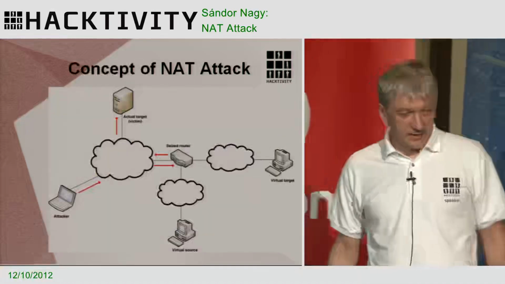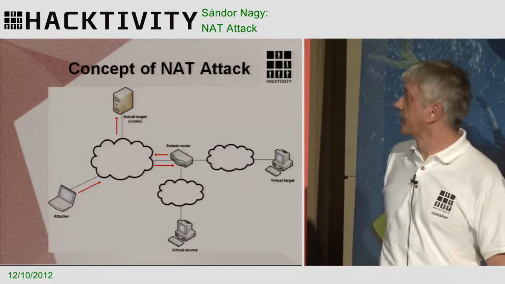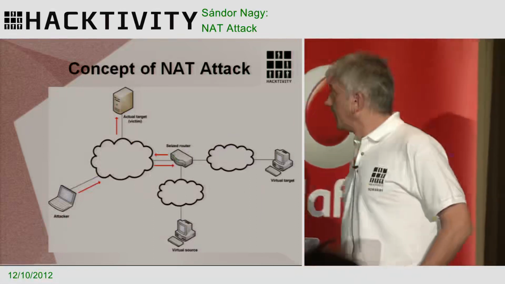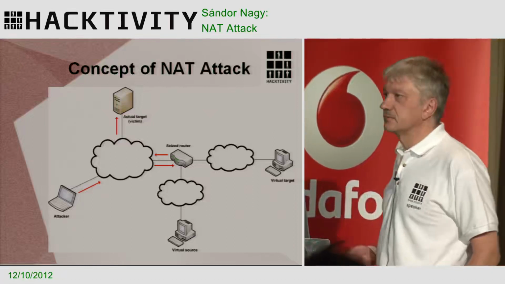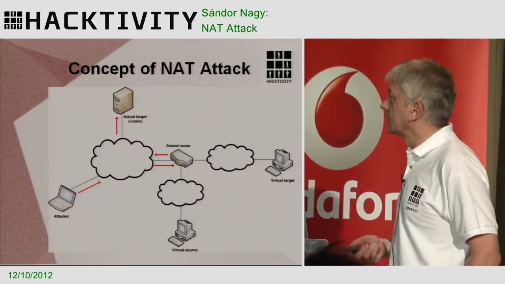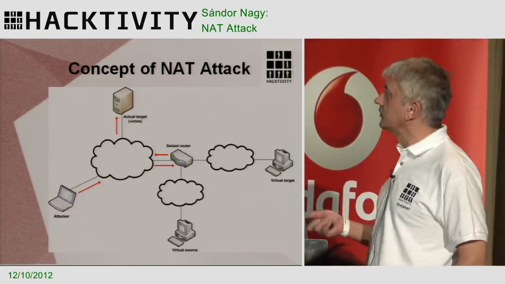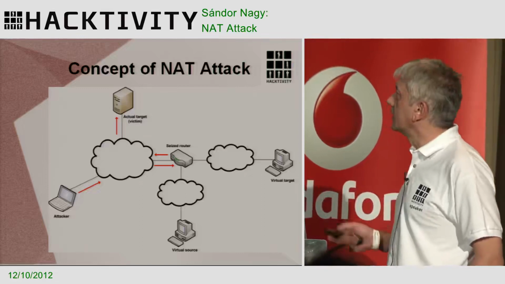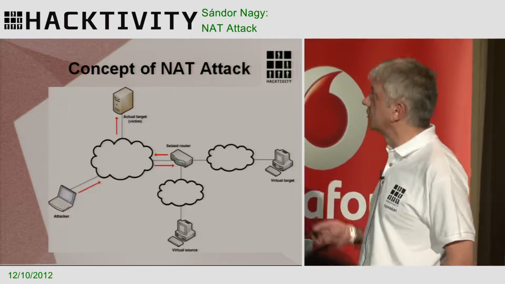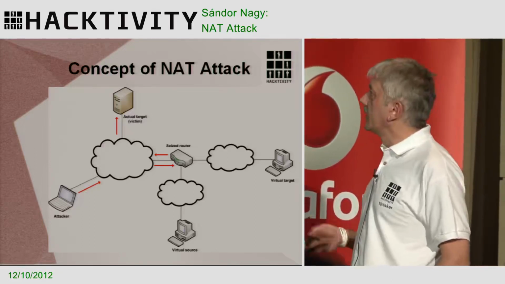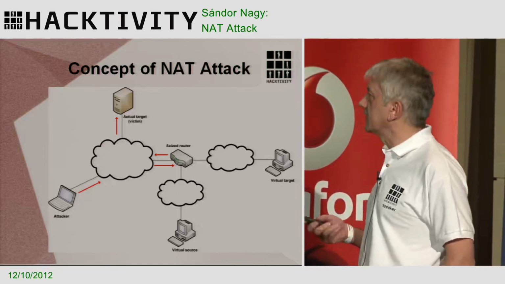So the concept of the NAT attack is quite simple. But first of all, what are the actors? There are some. This is the attacker. It's simple. This node is the attacker. So from this node, the attacker wants to connect to the victim, in this terminology, to the actual target, in a way that his real source IP is hidden.